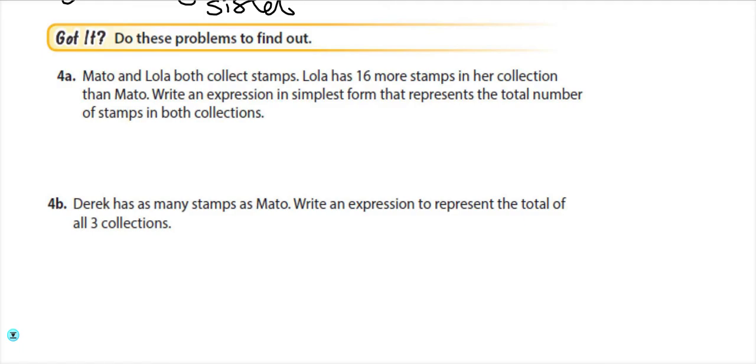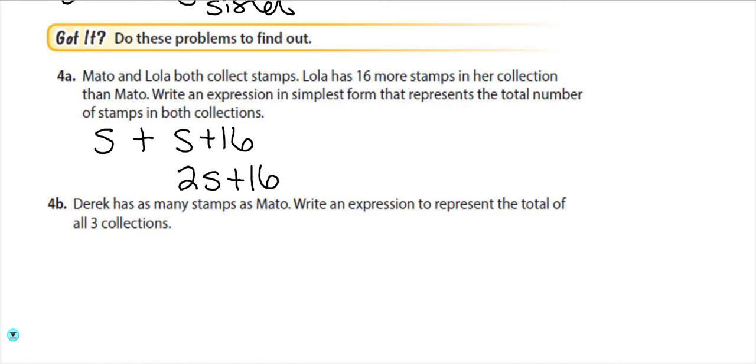All right, let's take a look. So it says Motto and Lola both collect stamps. Lola has 16 more stamps in her collection than Motto. Write an expression in simplest form that represents the total number of stamps in both collections. All right. So do we know how many Motto has? No, we just know he has some stamps, right? So he'll be S. So he has S stamps, and Lola has 16 more than him. So that'll be plus, and then his stamps plus 16. So when you put those together, you're going to get 2S plus 16.